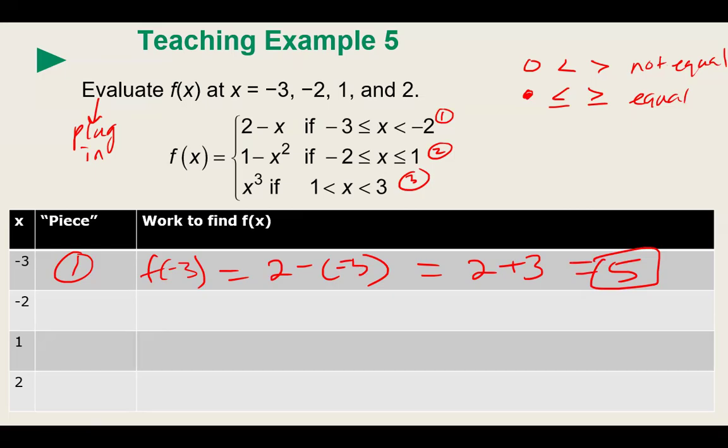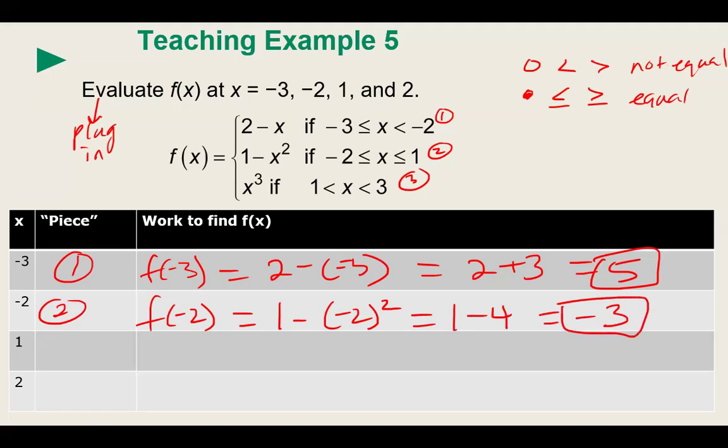So let's do -2. Which piece of my function am I using to evaluate -2? And why am I using 2? It's just less than, and 2 is where it is equal to. So we're using the second piece of our piecewise to evaluate. So f of -2 equals 1 minus -2 squared, which equals 1 minus 4, which equals -3.